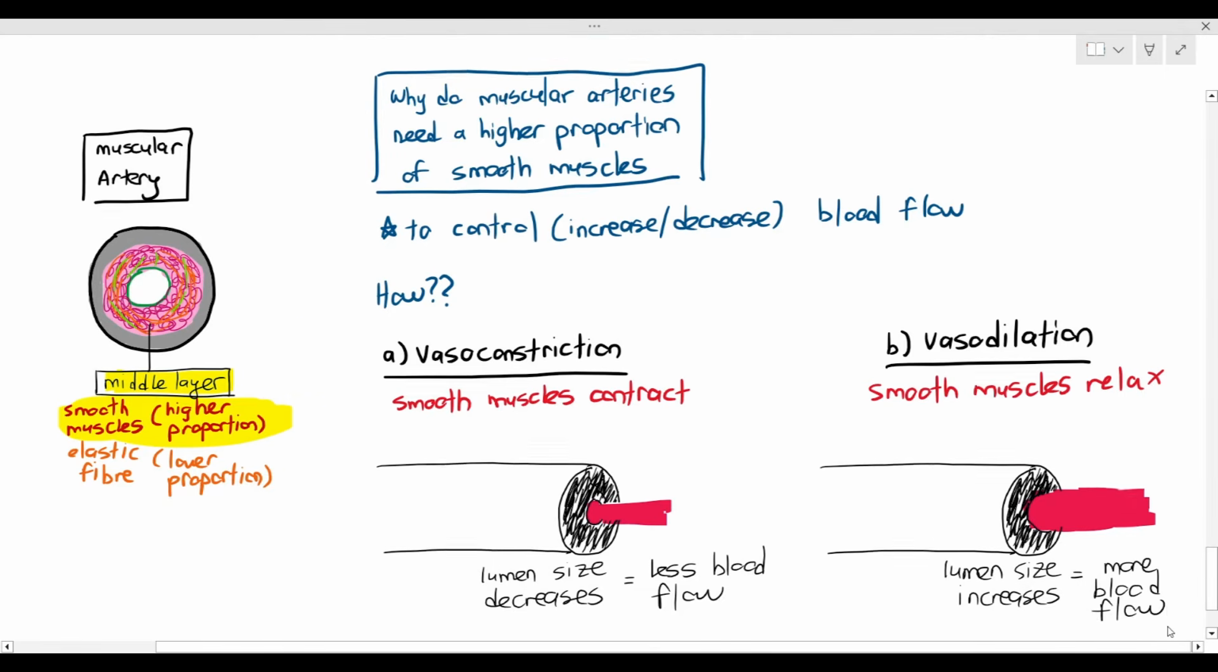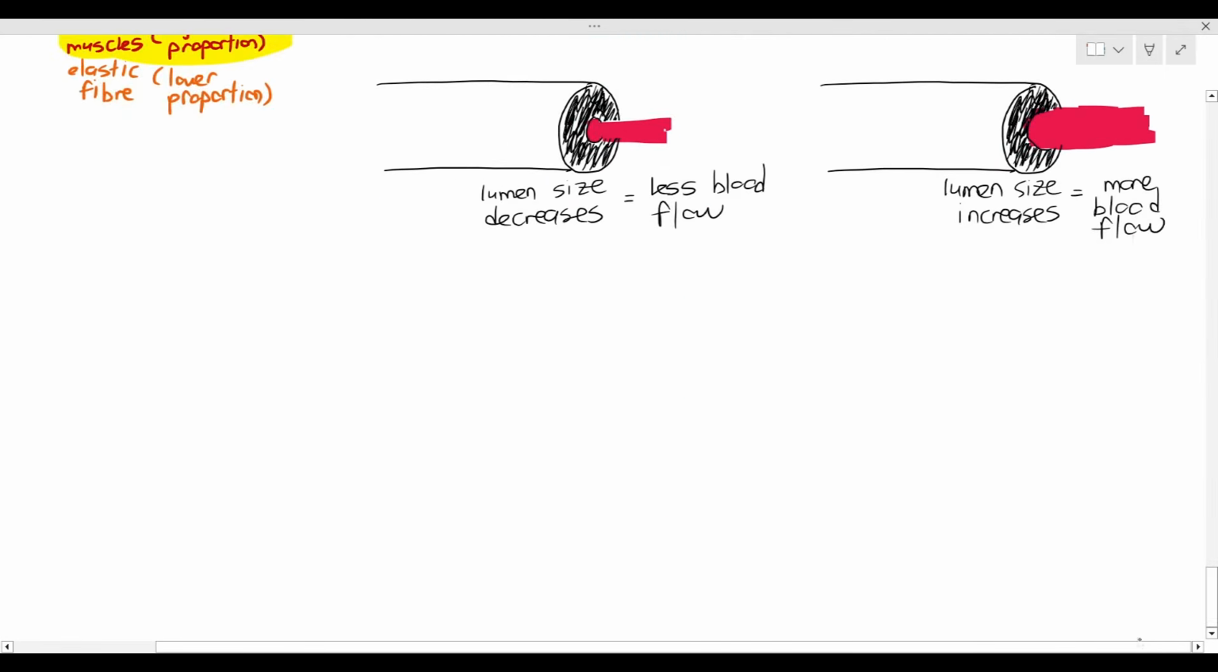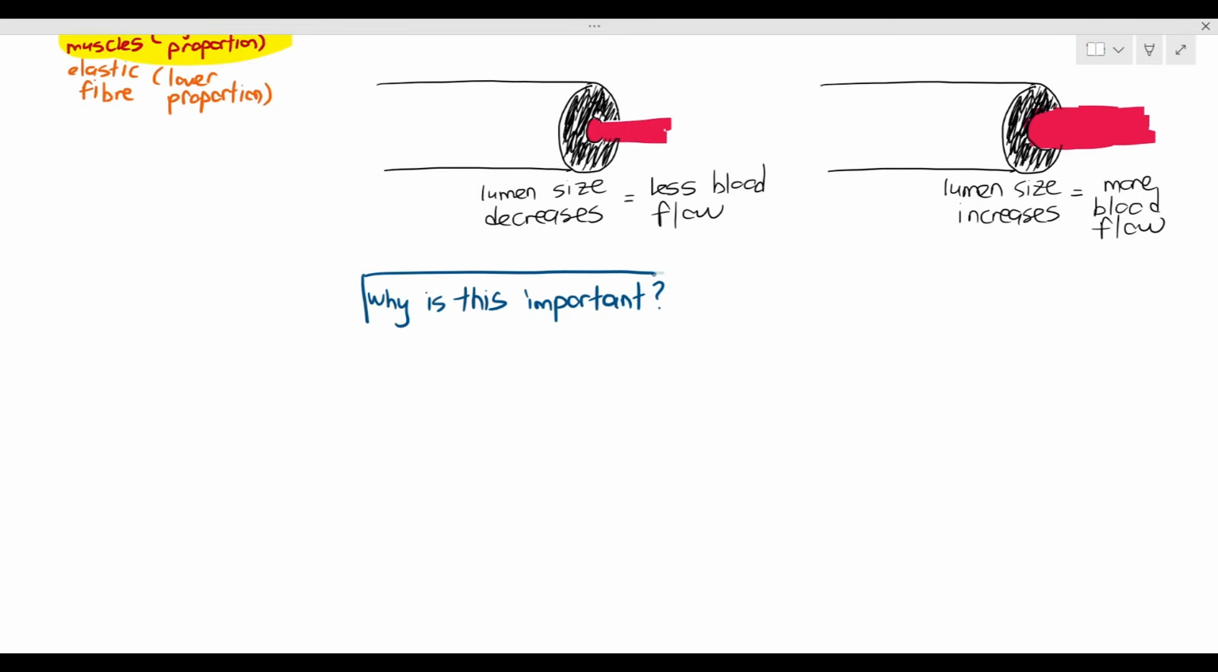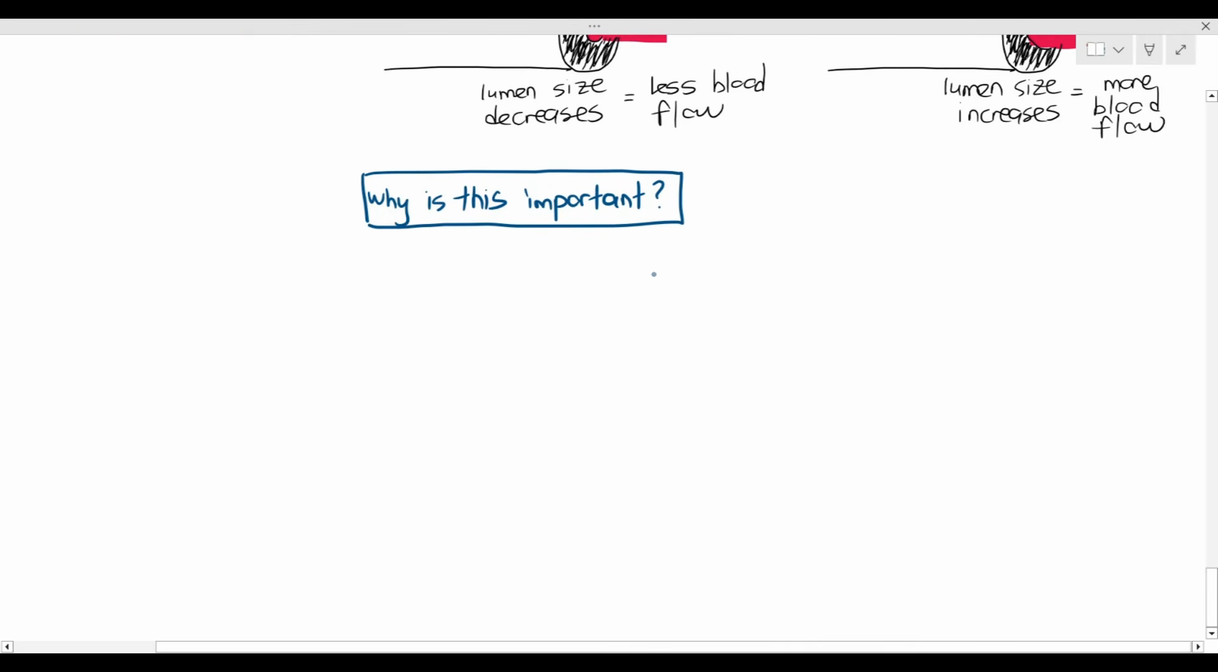So as students, you might be thinking, okay, I thought arteries are just these automatic tubes where blood flows through constantly, no matter what. See, this is where we are wrong. Our body is constantly controlling the amount of blood going to specific parts of the body through vasoconstriction and vasodilation. Let's talk about a real life example.